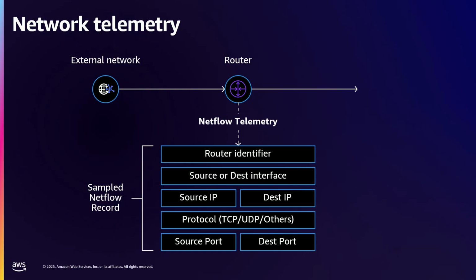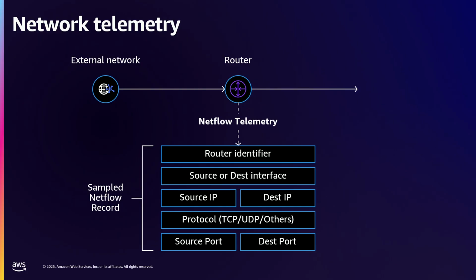The metadata that gets shared here includes things like the router identifier, so we know which one, source and destination physical interface, which is really useful to know which particular network you connected to and saw it from. In some cases, if we're at an internet exchange, we can actually get the source MAC address so we can know exactly which particular peer or participant on an exchange sent it. Source and destination IP, protocol, source and destination port, and then some amount of packets or bytes counter.